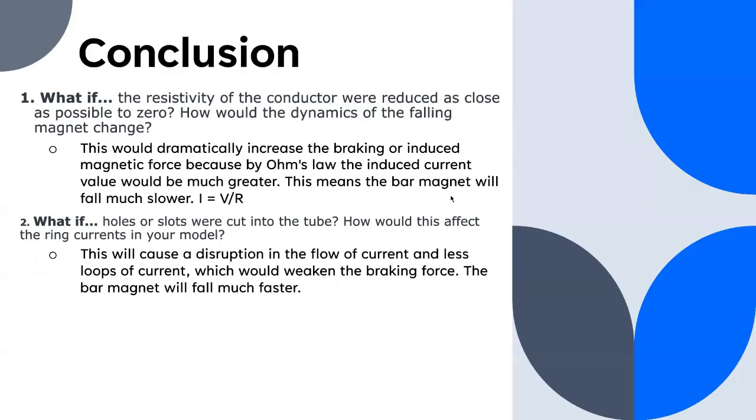So for our discussion questions, for the first discussion question, it would dramatically increase the braking or induced magnetic force because by Ohm's law, the induced current value would be much greater. This means that the bar magnet will fall much slower. And for the second discussion question, this will cause a disruption in the flow of current and fewer loops of current, which would weaken the braking force, and the bar magnet will fall much faster.